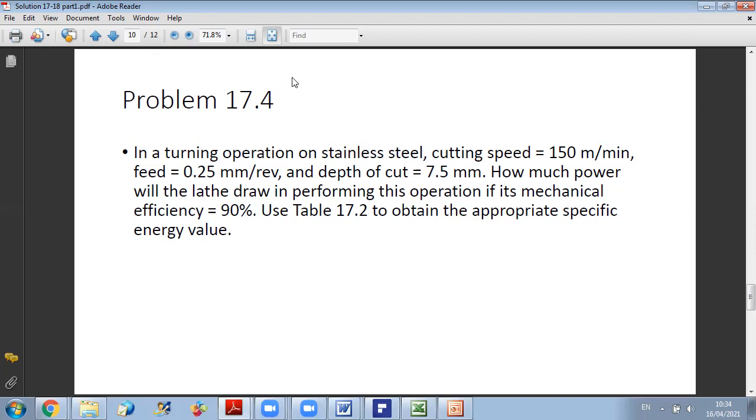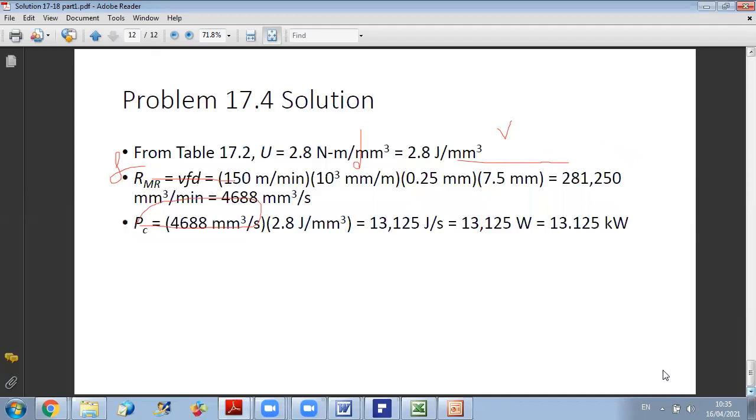So in this problem, the cutting speed V is given. We have the feed, F, and the depth, D, so we can calculate the removal rate easily. And we need to determine how much power is needed for this operation, knowing that the efficiency is 90%. As a first step, to calculate the removal rate is V times F times D. Just also pay attention to units.